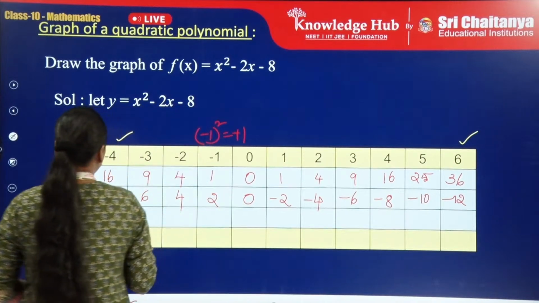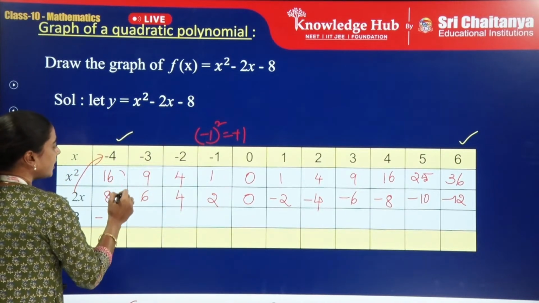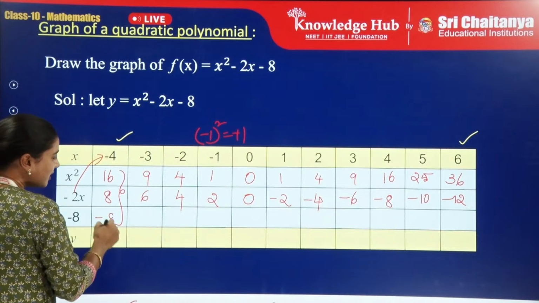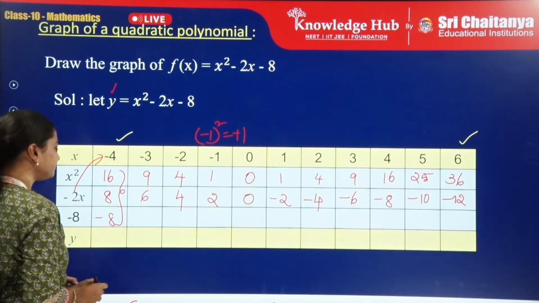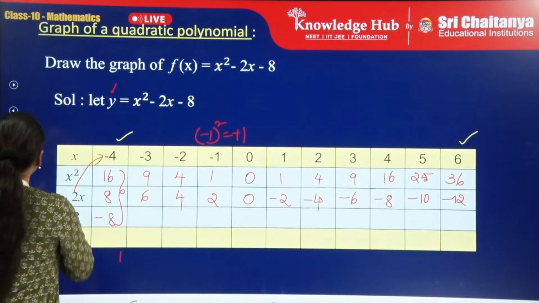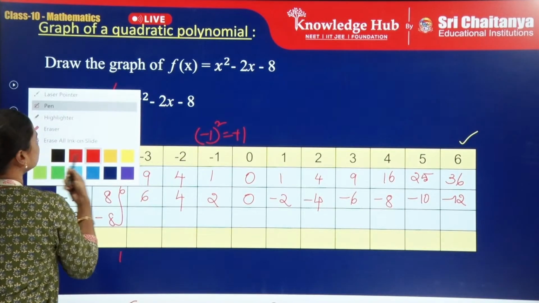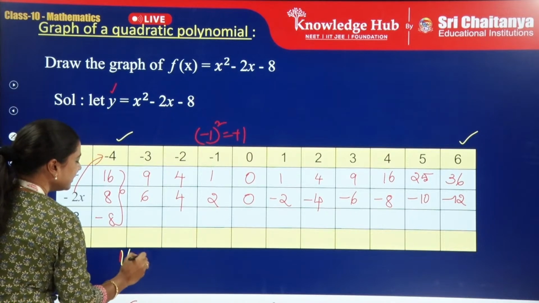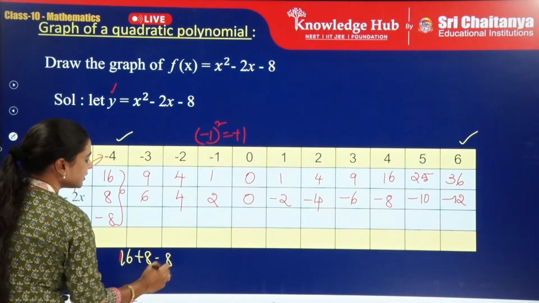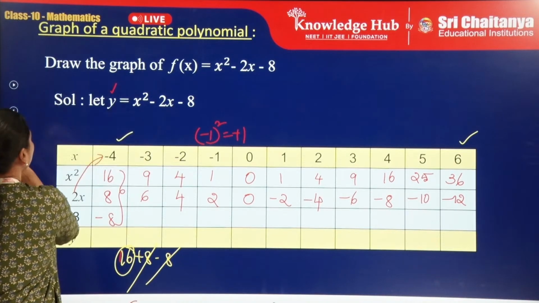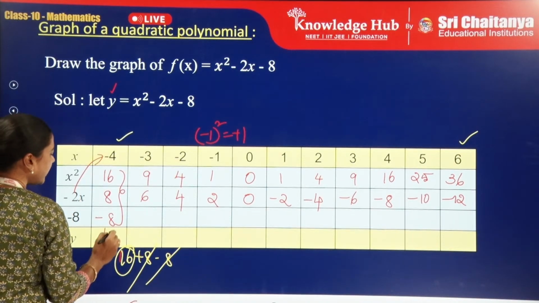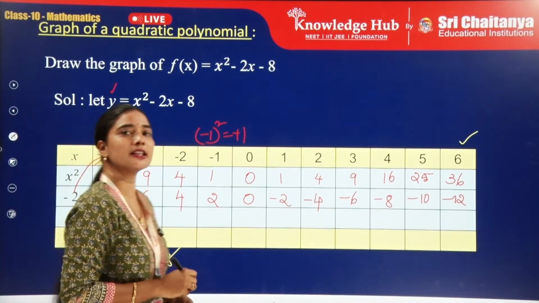Then we have to add this negative 8. Now we have to find the sum of these three terms to get the value of y. So 16 plus 8 minus 8. Minus 8 plus 8 get cancelled and the result is 16. So hence the value of y here is 16.